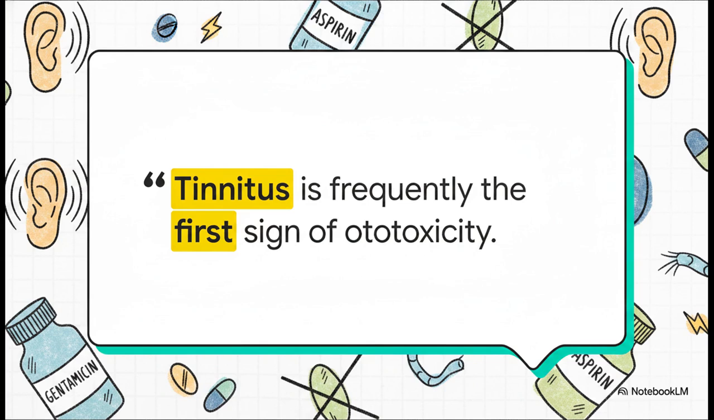Ringing in the ears, tinnitus, is your ultimate red flag for ototoxicity. It's usually the very first sign that the 8th cranial nerve is taking damage. If your patient on gentamicin or high-dose aspirin suddenly says, "Hey, I hear a buzzing or ringing sound," you must hold that medication and contact the healthcare provider immediately. You have to intervene before that temporary ringing turns into permanent, irreversible hearing loss.